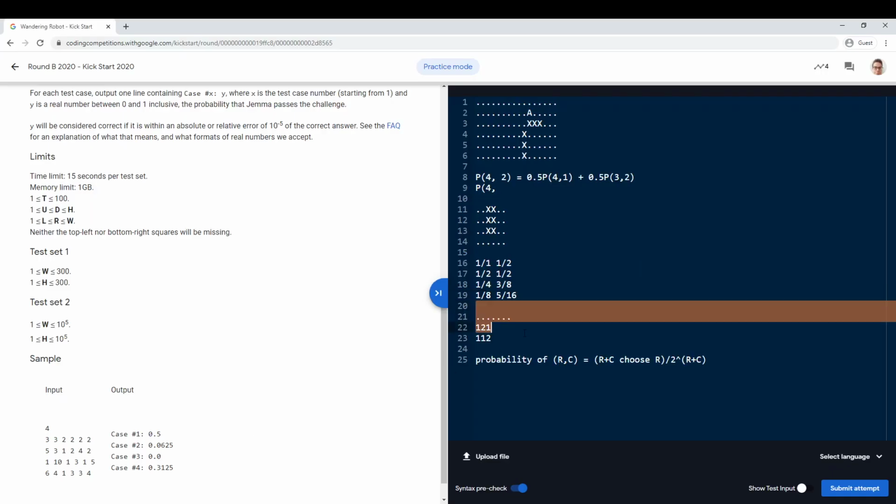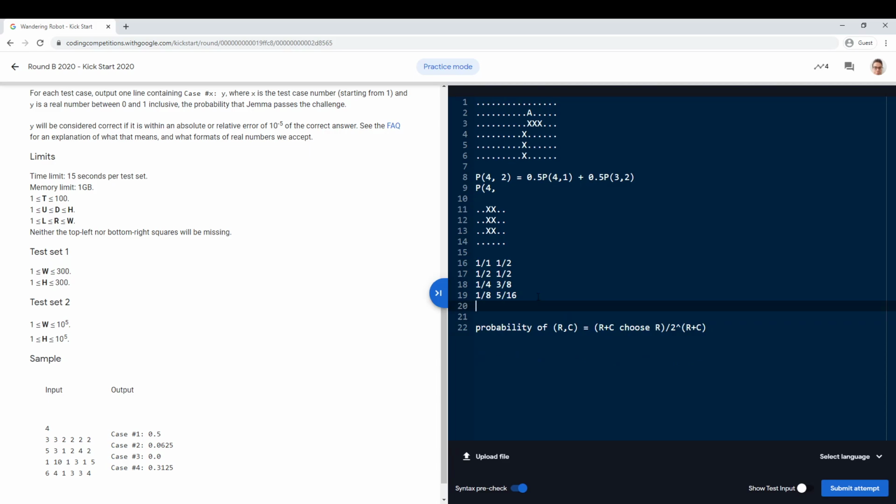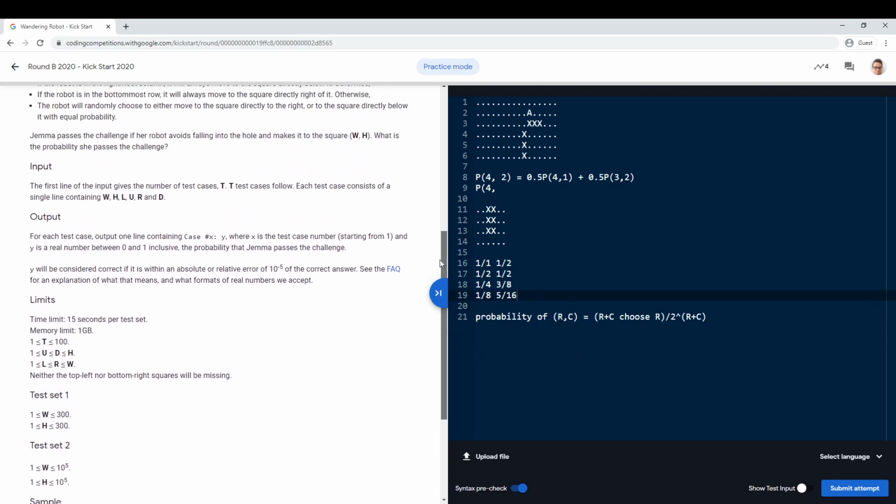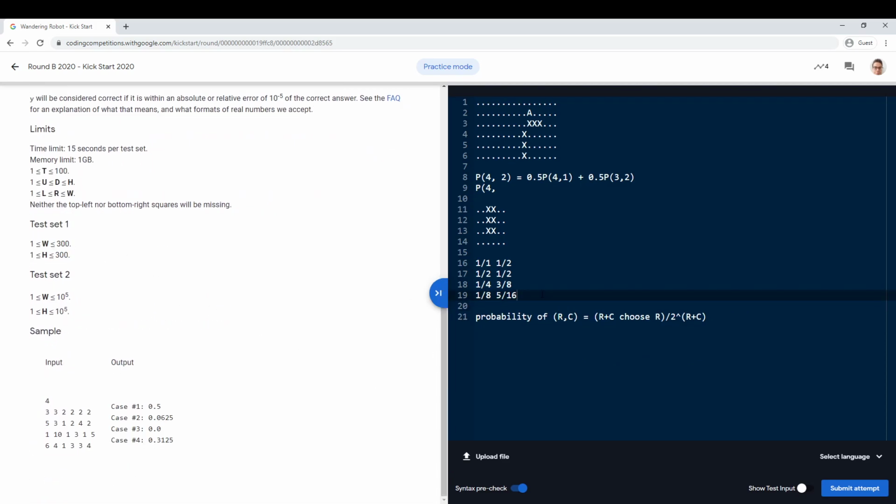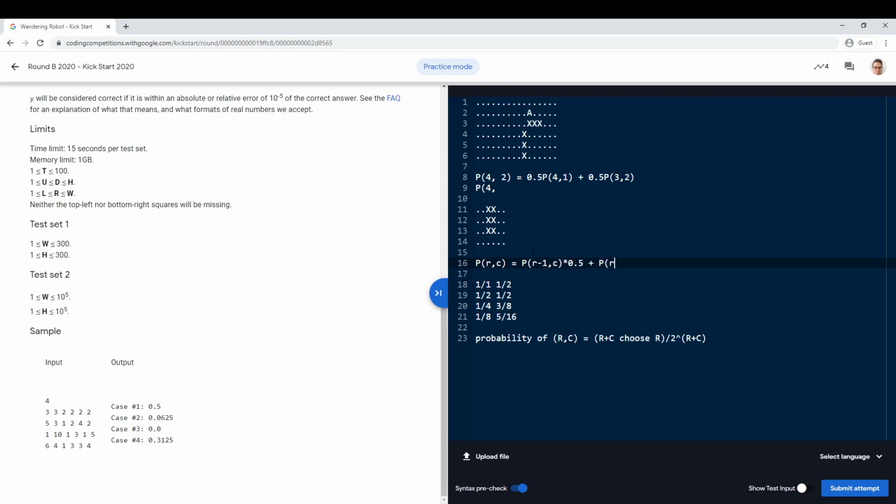Okay, that's the right answer. Yeah, so this is the slow way of doing it. This would pass test case 1. This is like W times H, but it won't pass test case 2. Right, so the point here is like P of C equals... basically. So you just run that, but like P of C is 0 for the holes.